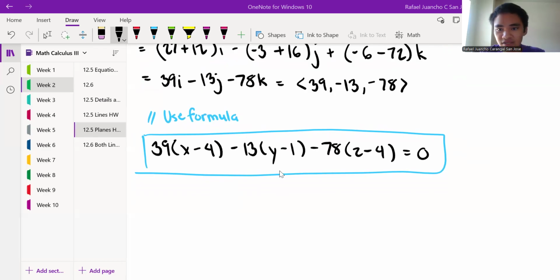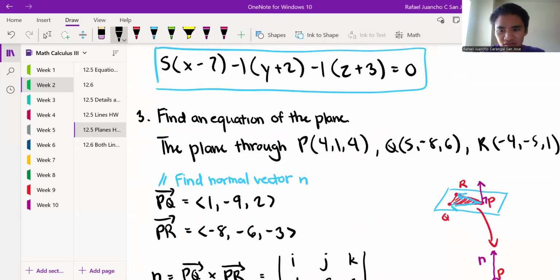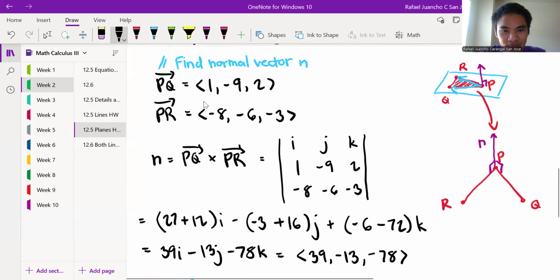Wait, did I get my numbers right? Hope I didn't mess up anything. 5, -8, 6, -4, -5, 1. Okay, I'm a bit suspicious because it's a very big number. And let me double check. Did I do my cross product right?